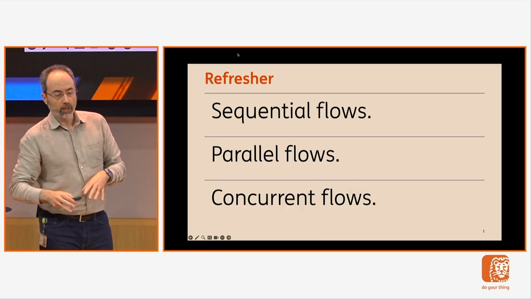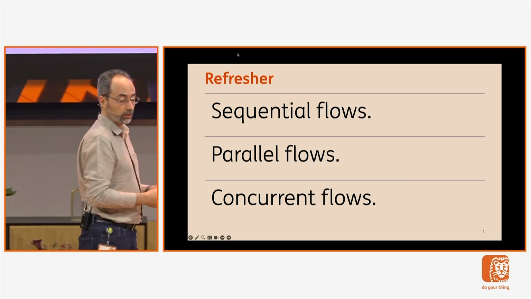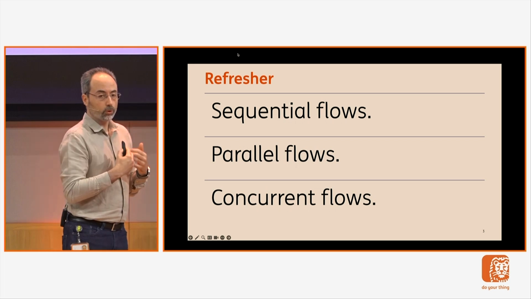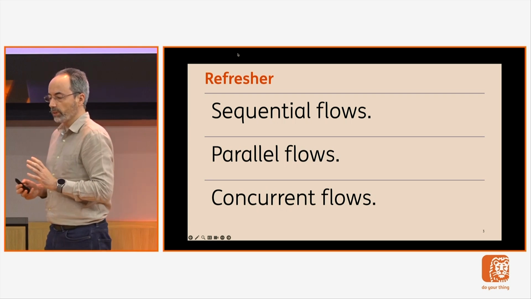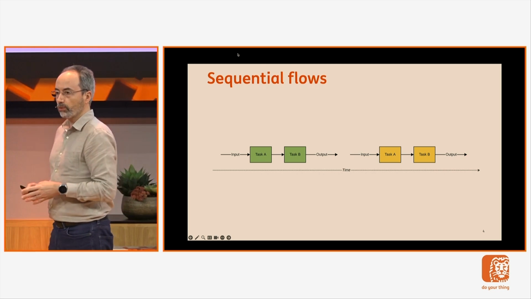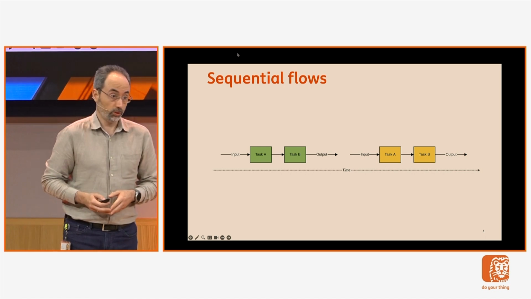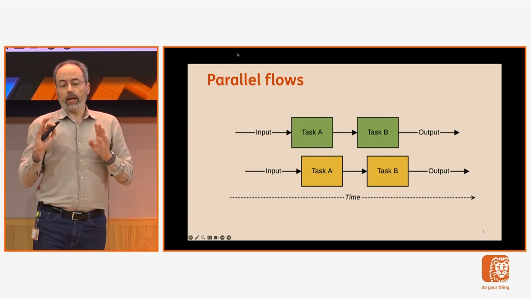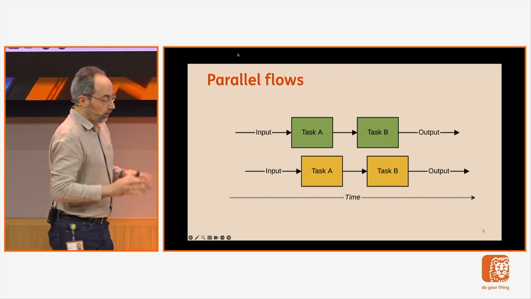Now, just a refresher on terminology. When we write programs, we have sequential flows, you know, things happen one after the other. We have parallel flows, and we have concurrent flows. There is a very subtle yet important difference between them. Sequentially, in some countries, when you want to take a bus, you make an ordered line. In other countries, you don't. And parallel flows is meant when two or more things are happening at the same point in time.